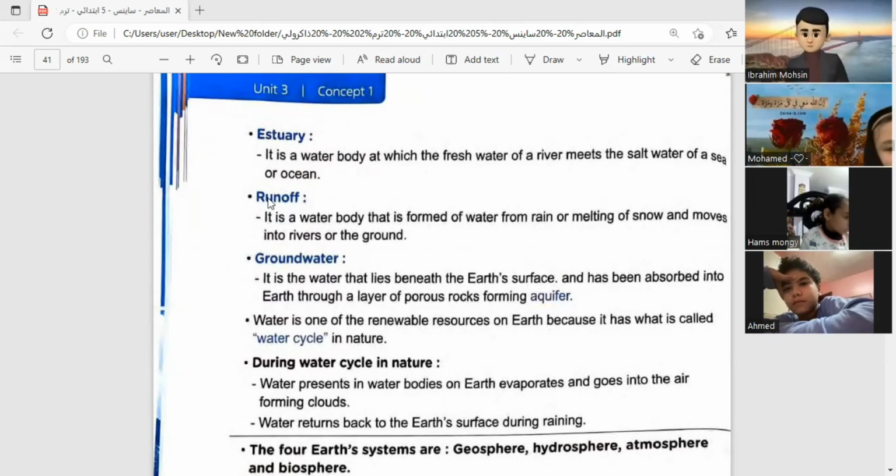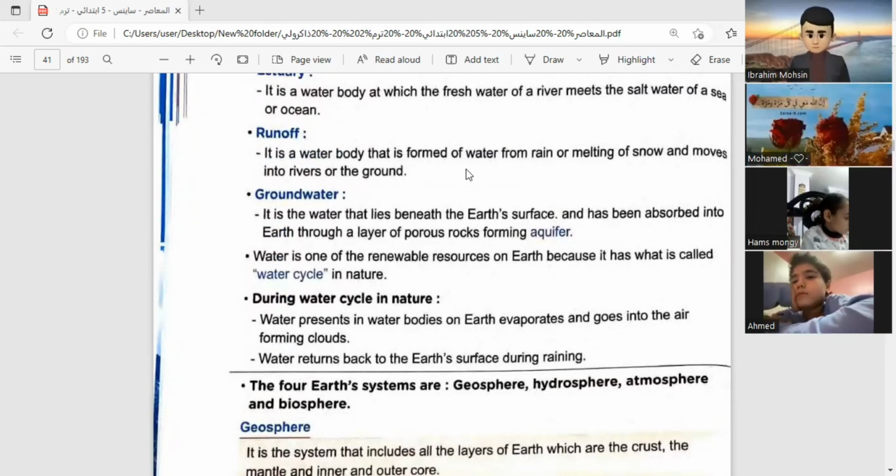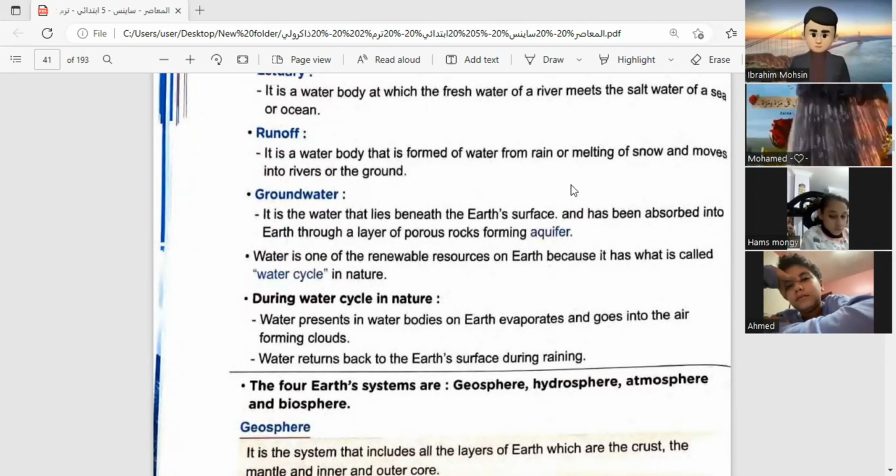And we have here a new concept, it's called runoff. What is the meaning of runoff? It's a water body that's formed of water from rain or melting of snow and moves into rivers or the ground.